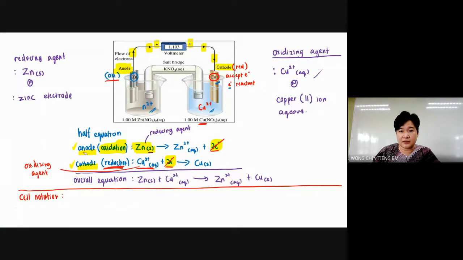Boleh lah. Okay. So, just 1 second. That is my zinc.